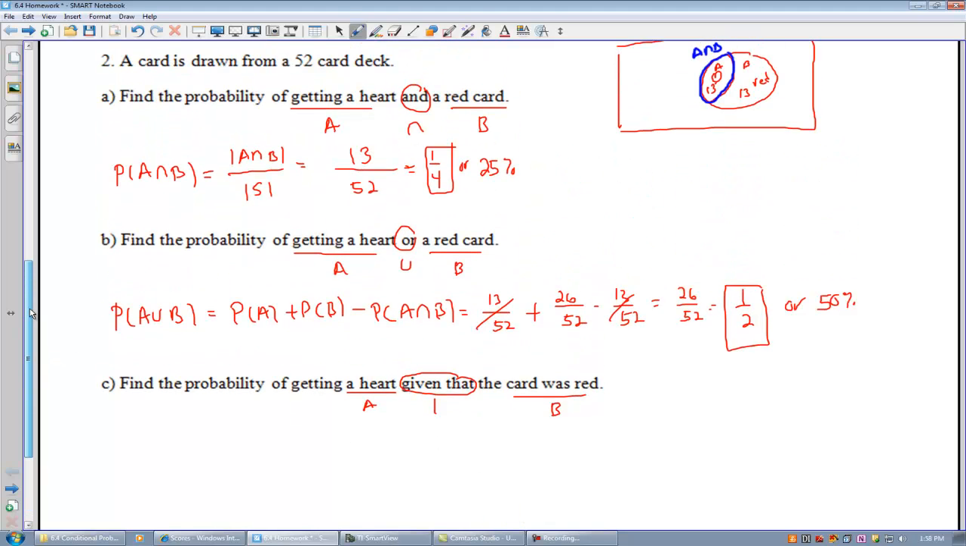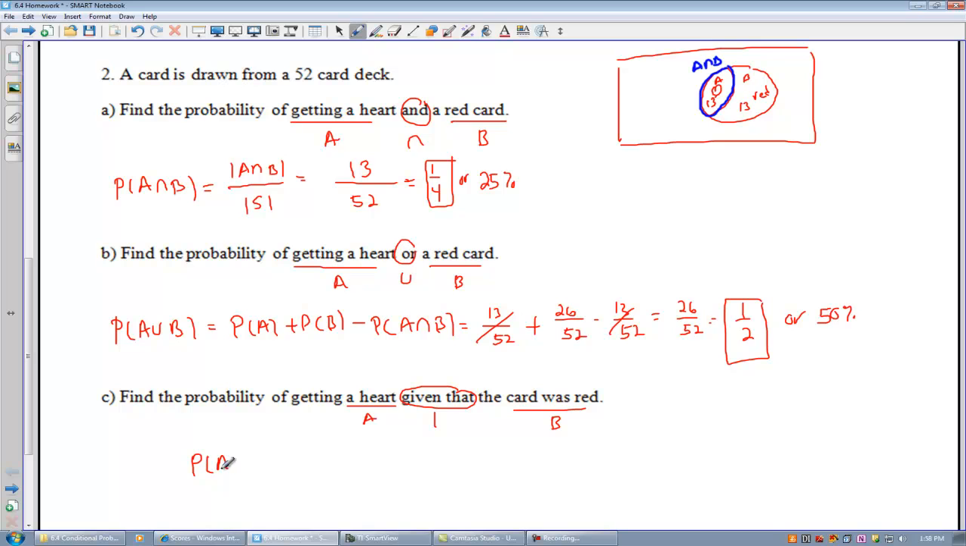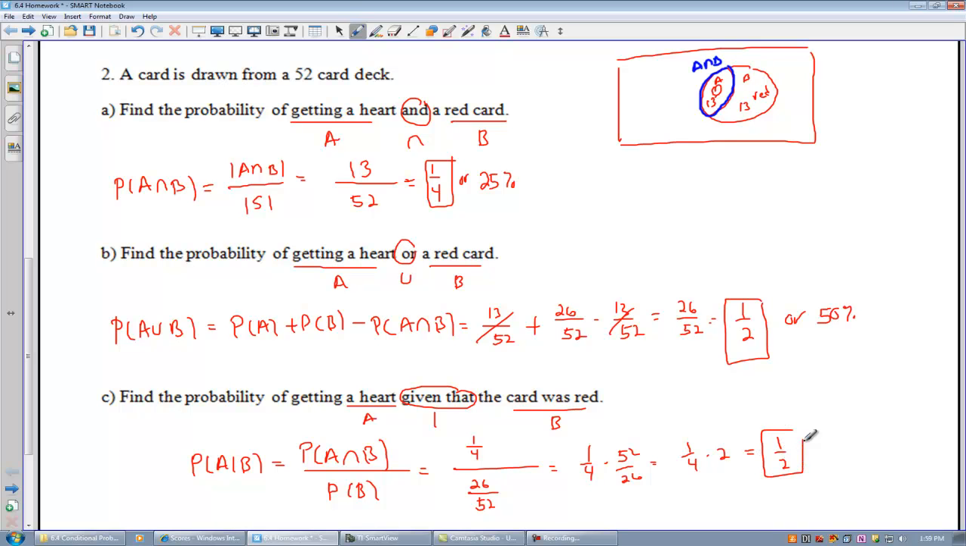So for this one, what we want to do is we write down the probability of A given B, and that's equal to, we look at the formula and you get the probability of A intersect B divided by the probability of B. And we already found the probability of A intersect B, it was 1/4. And all divided by the probability of B, which is the probability you draw a red card, which is 26 over 52, which is equal to 1/2. We multiply by the reciprocal, so 52 over 26, which equals 1/4 times 2, because 52 over 26 is 2, which equals 1/2. Right? Or we could say 50% of the time.